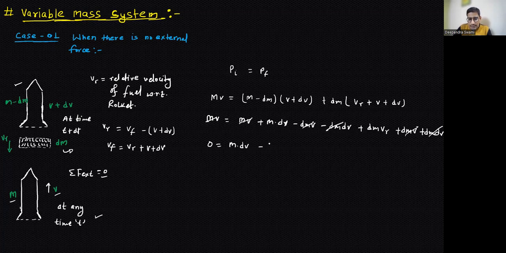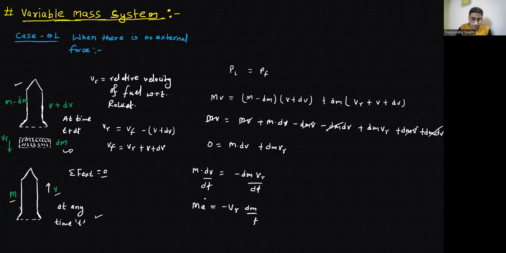plus dm into vr, right? So from here, if we take that to the other side, m into dv is equal to minus dm into vr. If we divide by dt, we get m into dv by dt, that is mass into acceleration a, equal to minus vr into dm by dt.